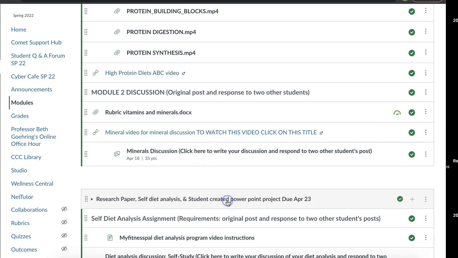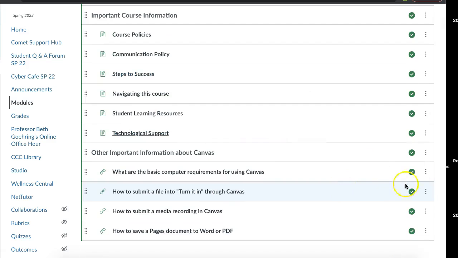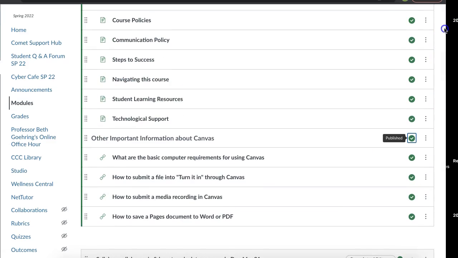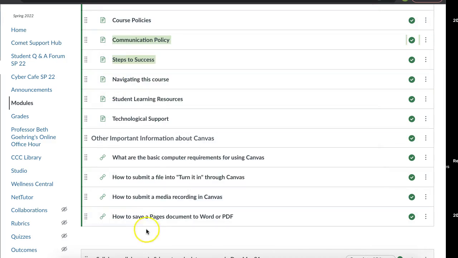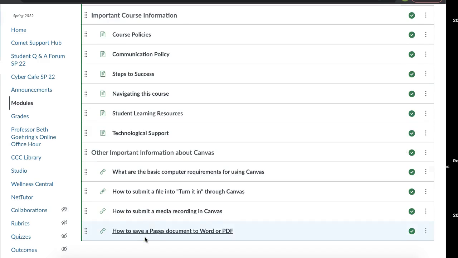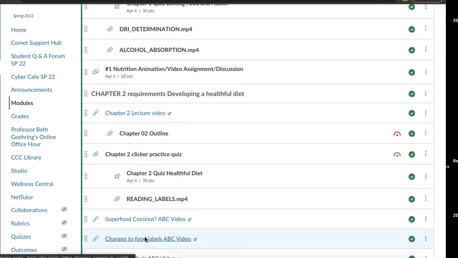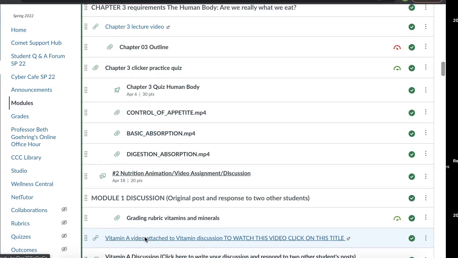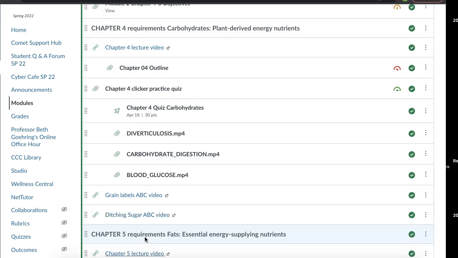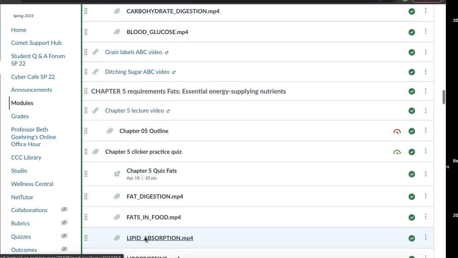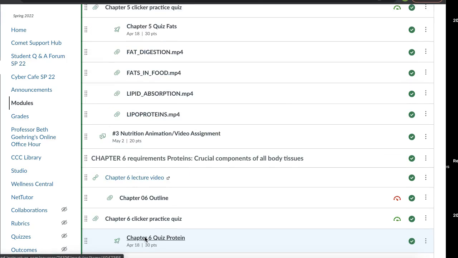The next thing that's due is your research paper. And for your research paper, you're going to pick any topic of interest to you in the field of human nutrition. And you're going to write 5 to 7 typed double-spaced pages.